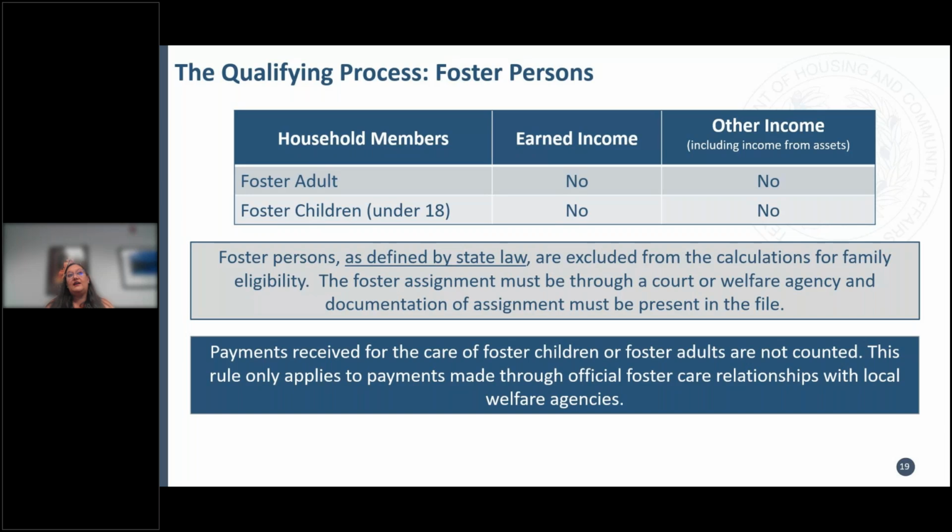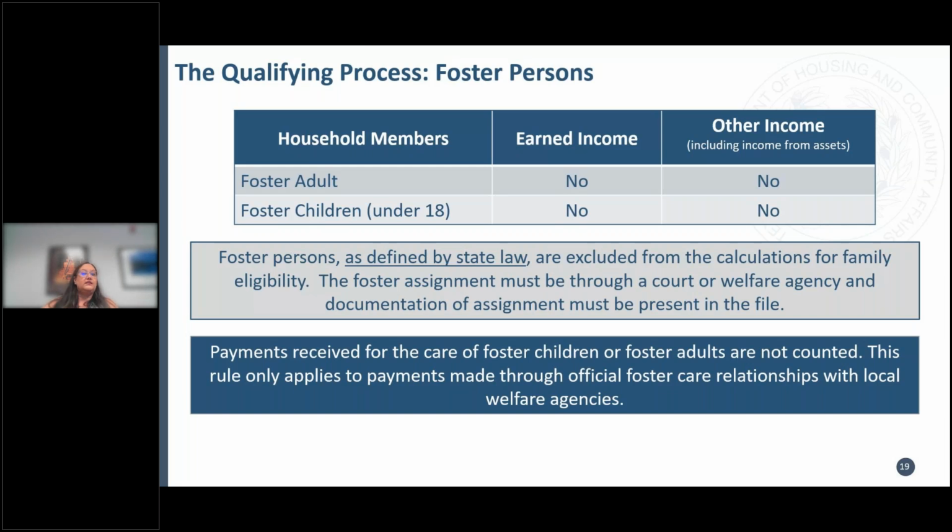And I have had that cause issues in a tenant file. Thankfully, the property where I ran into that was able to provide the backup to show that that was for the care of the foster adult and that it was excluded because it was through DFPS. But it was not something that was readily in the file. They did have to go dig for that when I shared that with them during the exit interview.